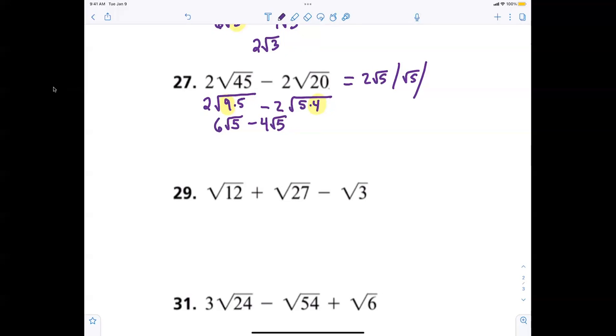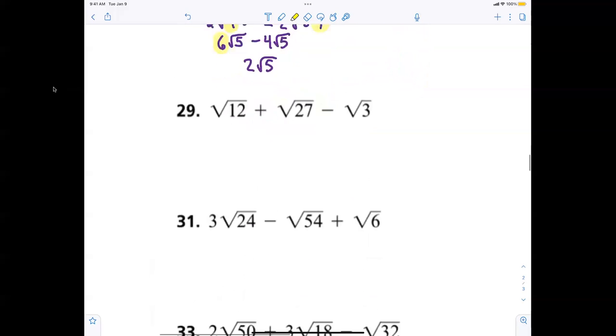6 minus 4. 2 radical 5. Remember, please, the number in front is telling you how many square roots of 5 you have. All right, you're just breaking things down. Breaking down, breaking down. That's it. All right, here we go.